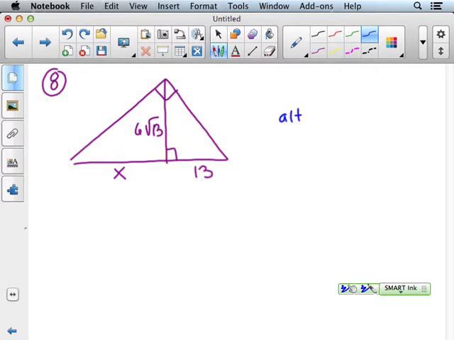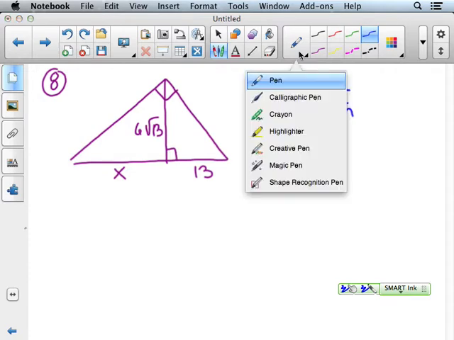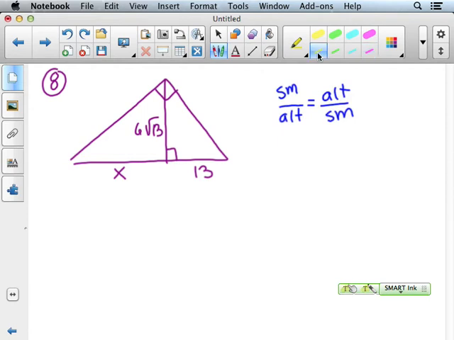So I know that the altitude is the geometric mean between the two small parts of the hypotenuse. So here's one small part, I'll put that here. Here's another small part of the hypotenuse, that'll go here. And now here's my altitude, so that'll go here and here.